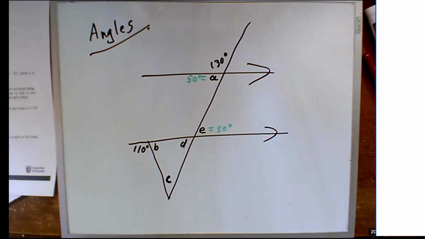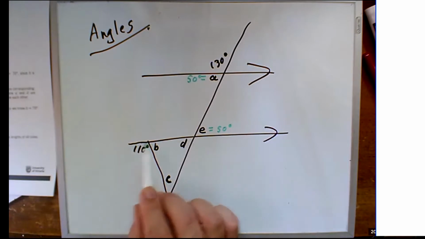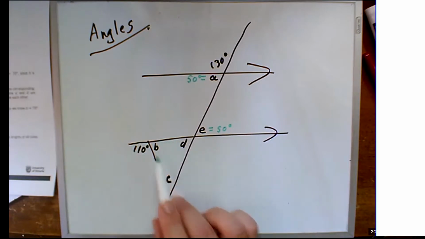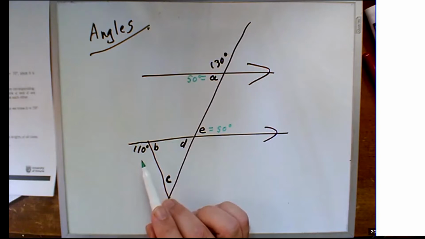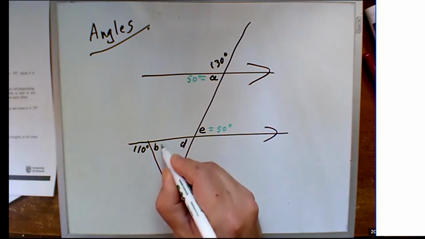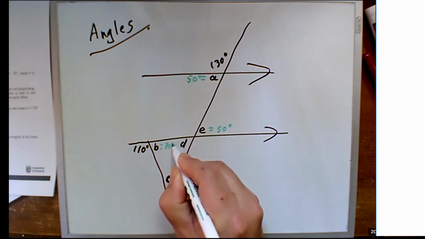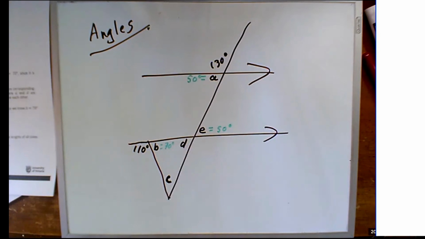Carrying on, looking at the easy ones to just pop out. Here, once again, I have a flat line. On one side of it, I have 110. I know I need to get to 180. So B must be equal to 70 degrees because, again, that gets us our 180.